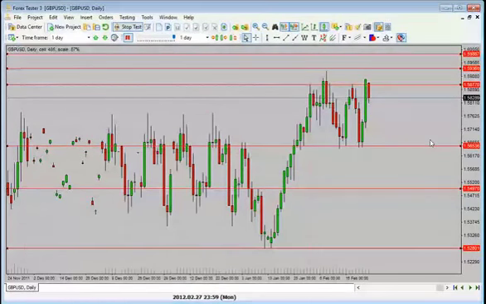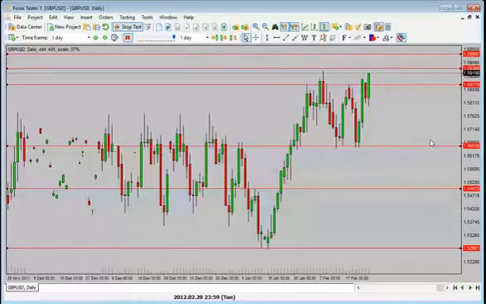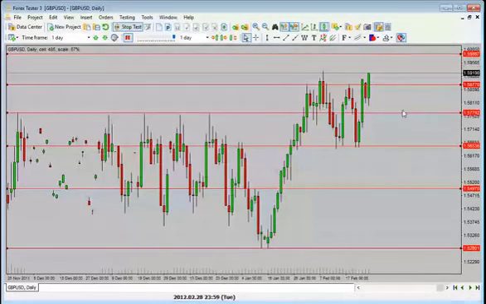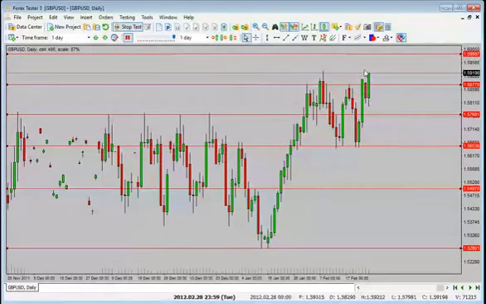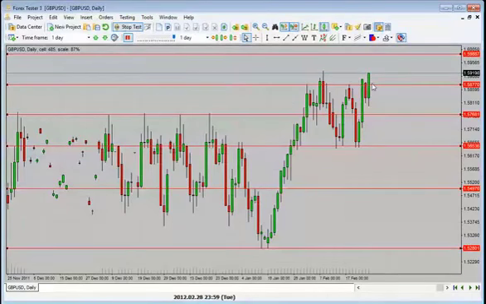So let's take a look. Okay, so it did close above the previous, so this was a pullback and close above the previous high. So what do we expect now?